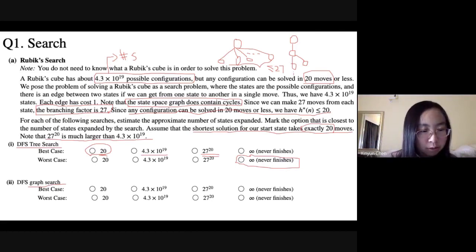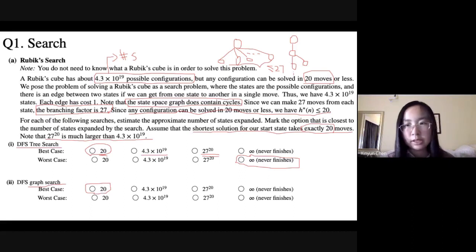Then for the DFS graph search, again, in the best case, our result is 20, because we only need to explore one optimal path. But this time, for the worst case, the number of states expanded will just be the number of states in this search problem, because for graph search we only explore each state once. This is the worst thing that will happen in DFS graph search.